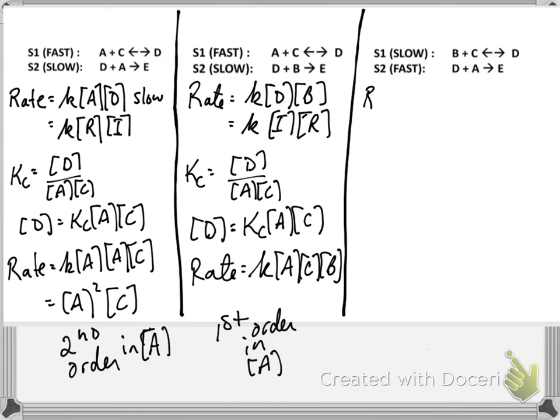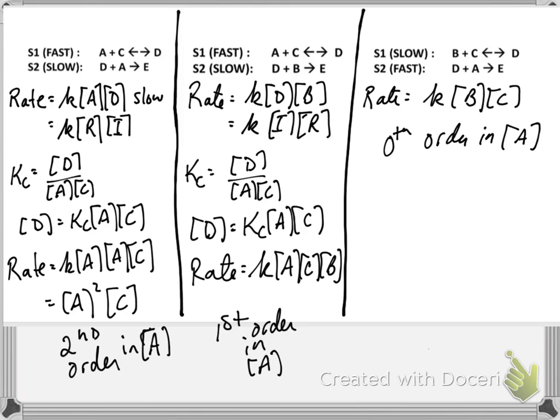We can do that for the last set, which is fairly straightforward because the first step is slow, so we can write the rate law directly, B times C. And that's zero order in A. Okay, so these are the three analyses that were possible, and then we were supposed to match them to data. So zero order in A, remember, if A is not in the rate law but it's an overall reactant, it is zero order.